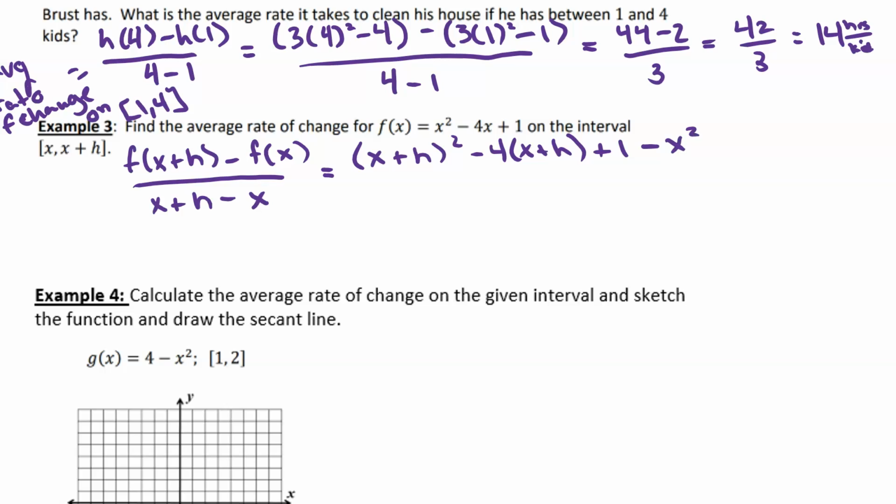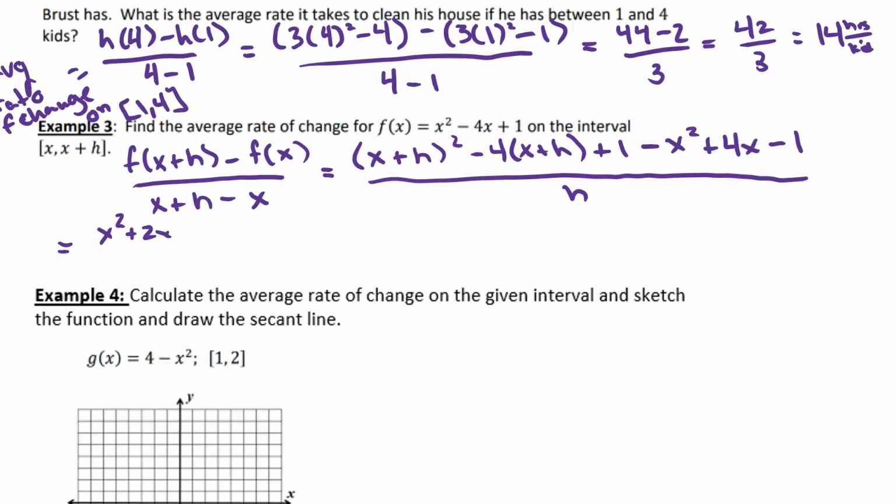And since it's minus the f of x, we're going to flip the sign on each thing. x plus h minus x is just going to be h. Then we have to FOIL. So I'm going to have x squared plus 2xh plus h squared. Distribute minus 4x minus 4h, yikes. Okay, plus 1 minus x squared plus 4x minus 1.